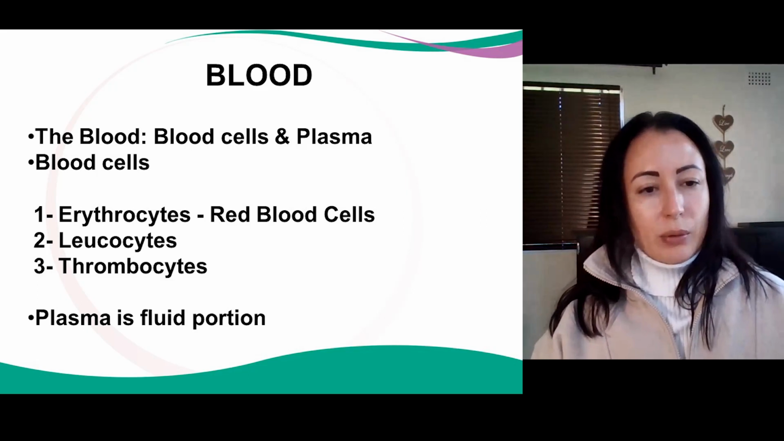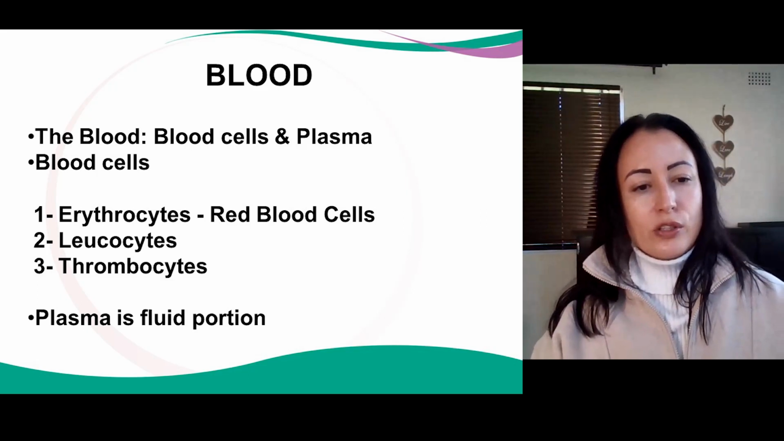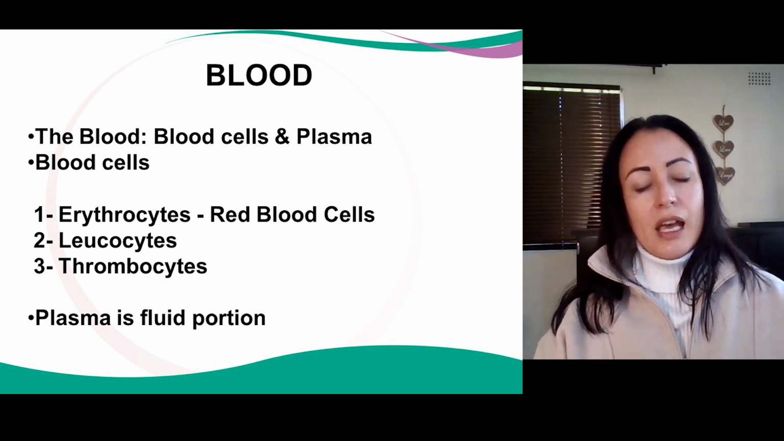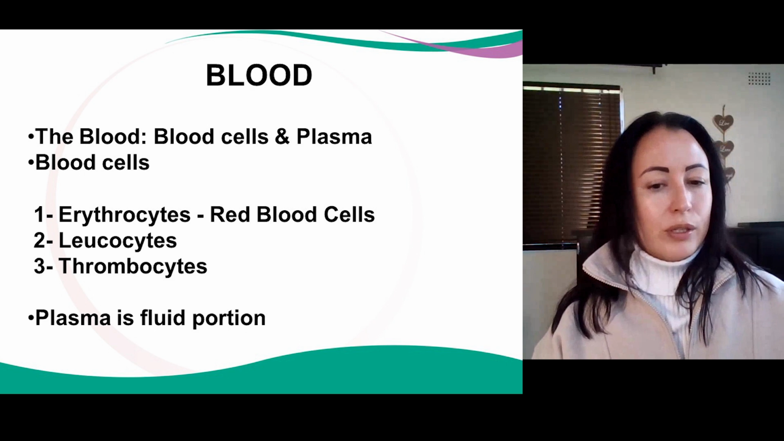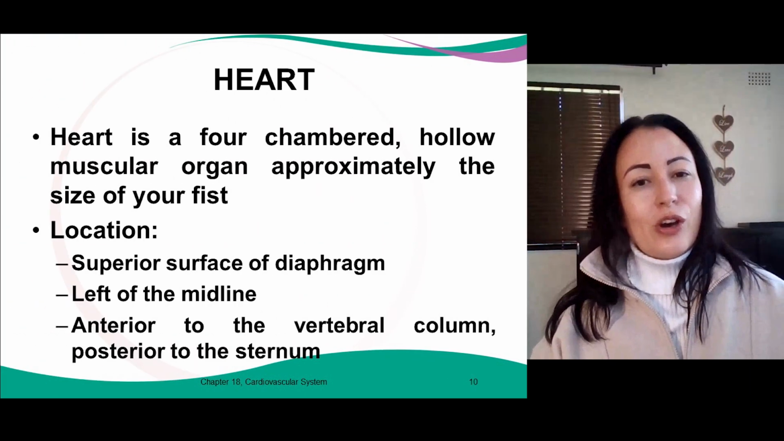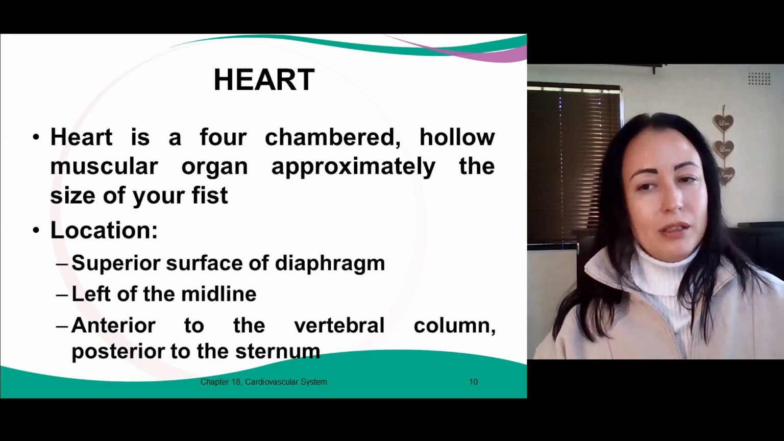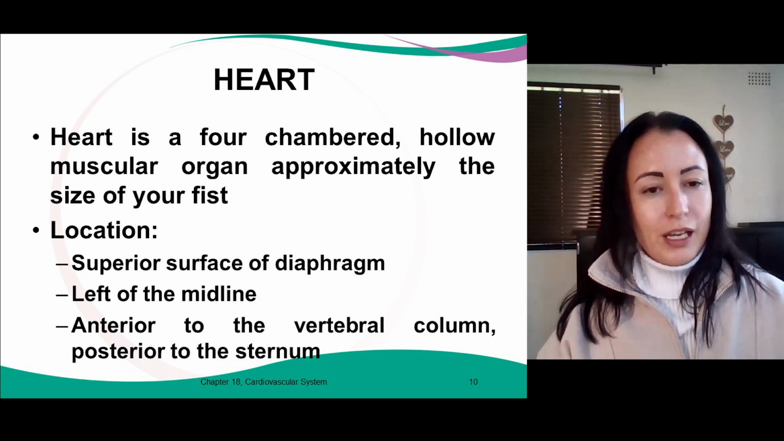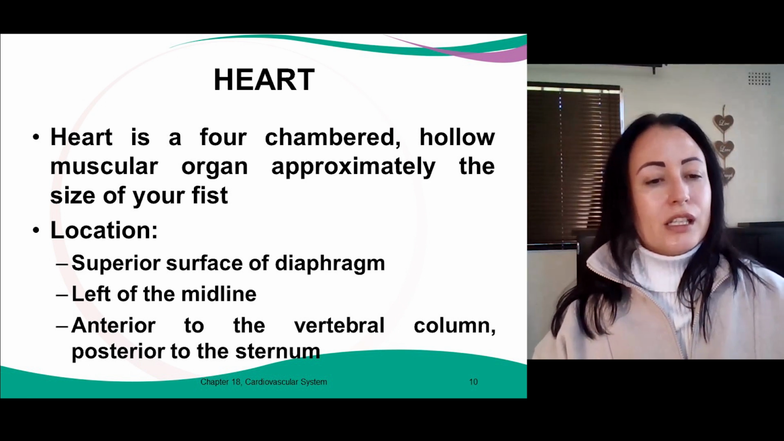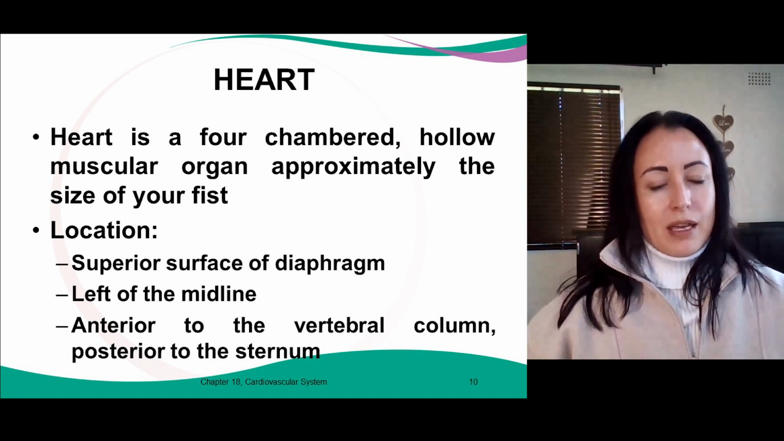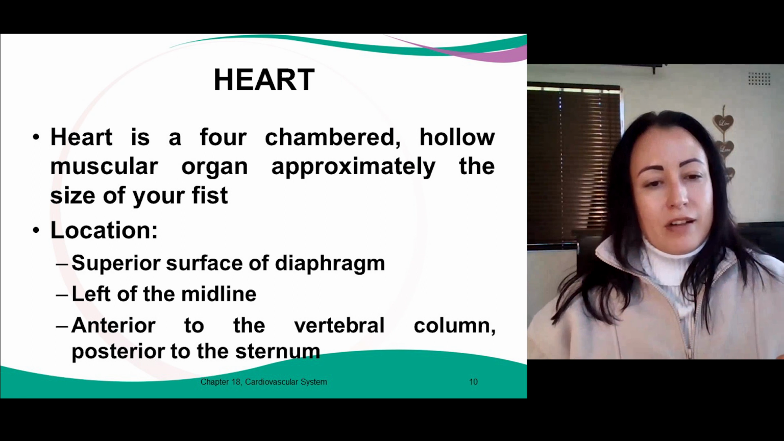So the different blood cells that we get are erythrocytes, leukocytes, and thrombocytes. Erythrocytes are our red blood cells. And then plasma is the fluid portion of blood. So all of these are found within plasma. And then the heart. A heart is a four-chambered, hollow muscular organ approximately the size of your fist. The location is on the superior surface of the diaphragm. So if you think of where your diaphragm is, it is above your diaphragm.